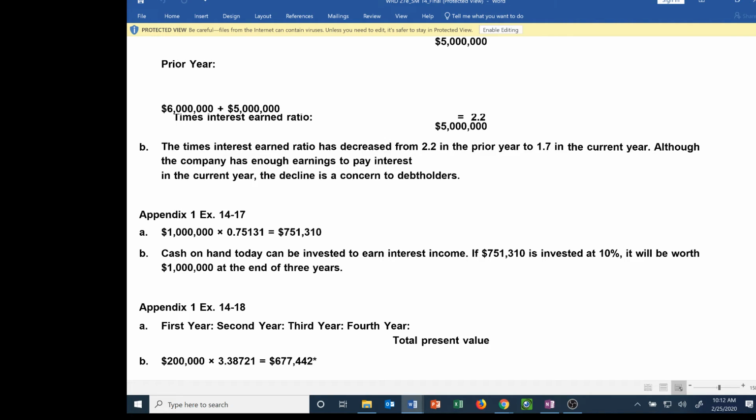677,442. Now that's what 4 payments of 200,000 are worth. If you took those 4 payments, 200,000 apiece, that's 800,000, isn't it? But the present value of them is only 677 because of the time. Money in the future is worth less than it is now because of inflation. Money in the past was worth more because of inflation. What you pay for something today is its present value. If you pay $1 for a bottle of water, that's its present value.